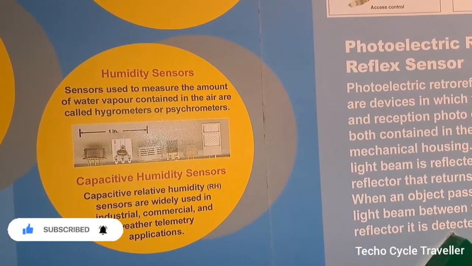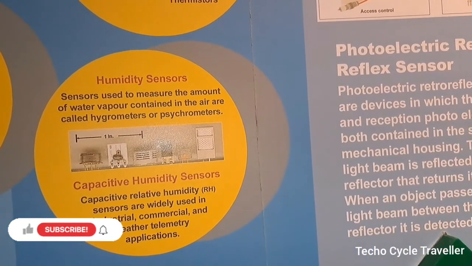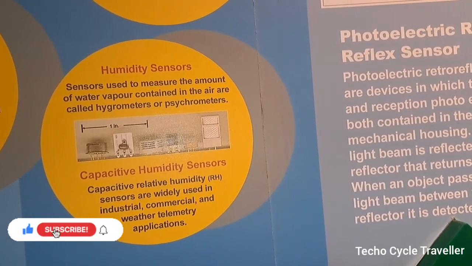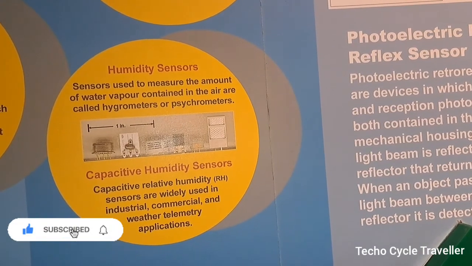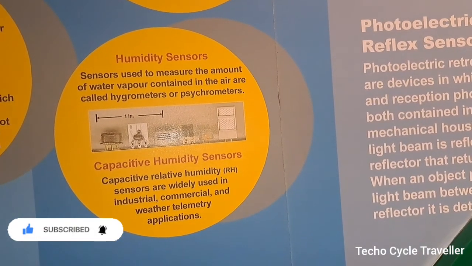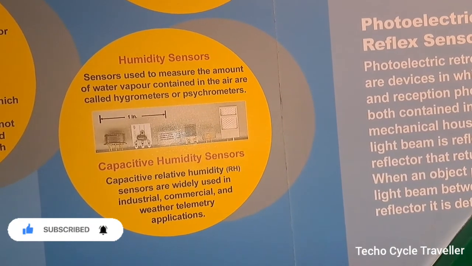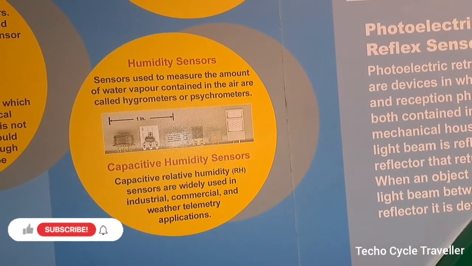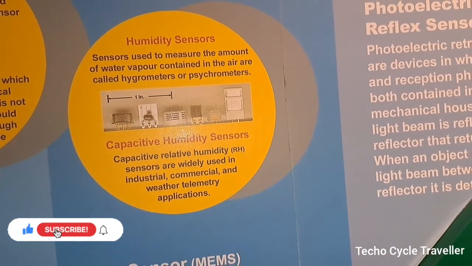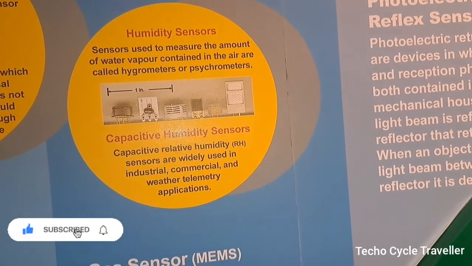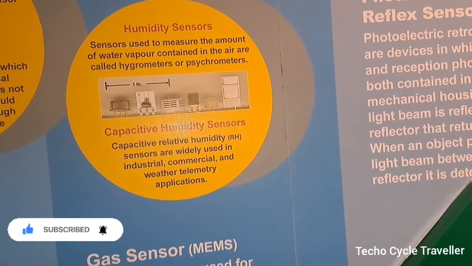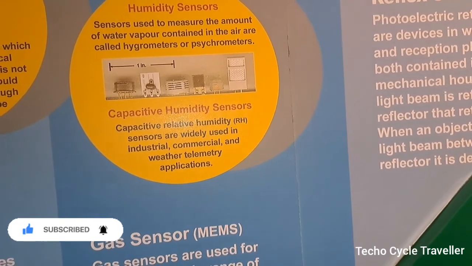Humidity sensors. Sensors used to measure the amount of water vapor contained in the air are called hygrometers or psychrometers. Capacitive humidity sensors: capacitive relative humidity sensors are widely used in industrial, commercial, and weather telemetry applications.